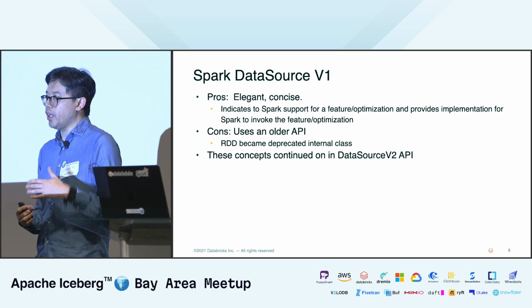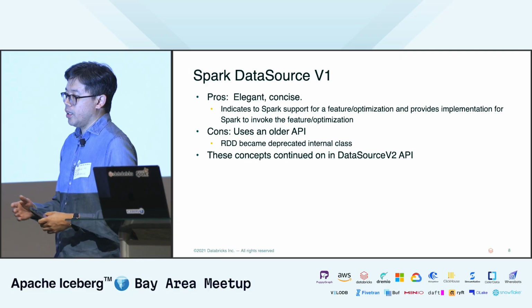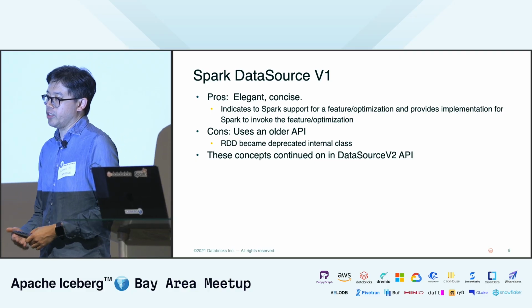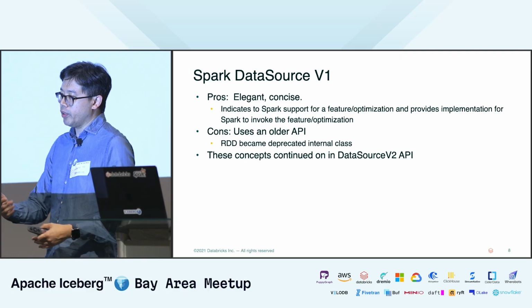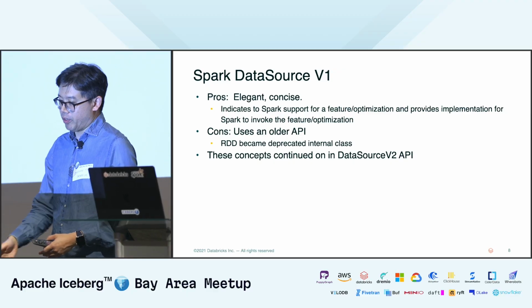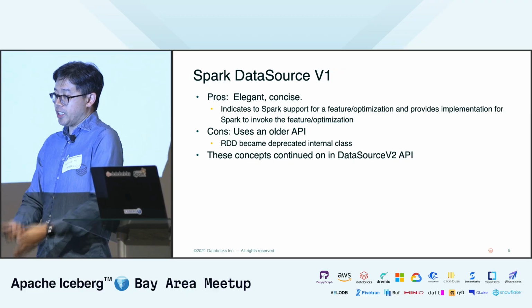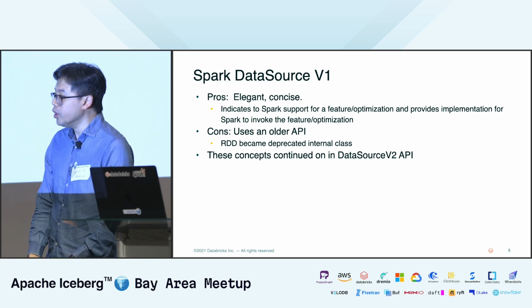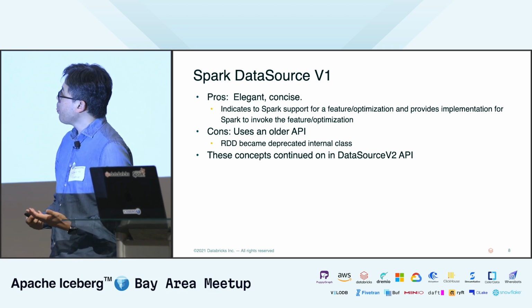It was very elegant and concise because the declaration was the implementation. By just implementing the trait, you already signal to Spark, I support this. So the Spark optimizer can already do something in preparation. And also that's the implementation itself. Spark would just call you. So all in all, I think this is really cool.